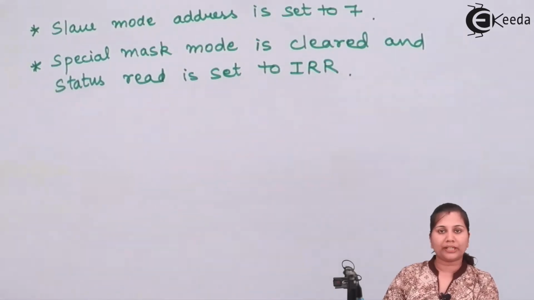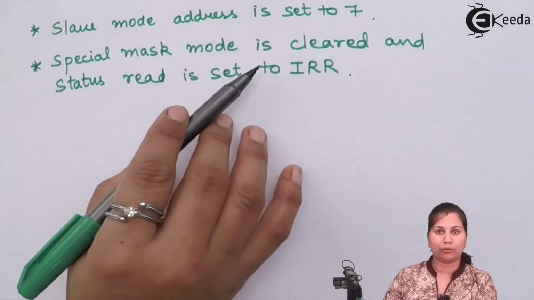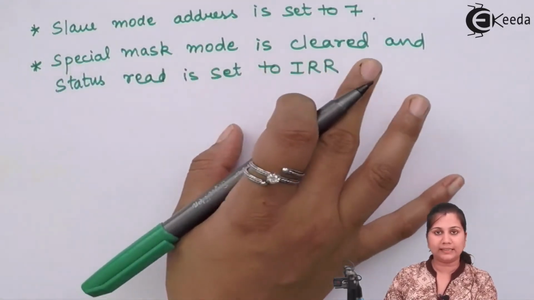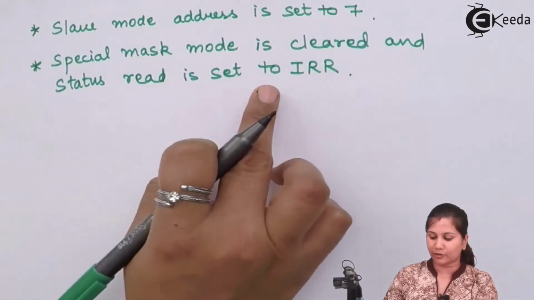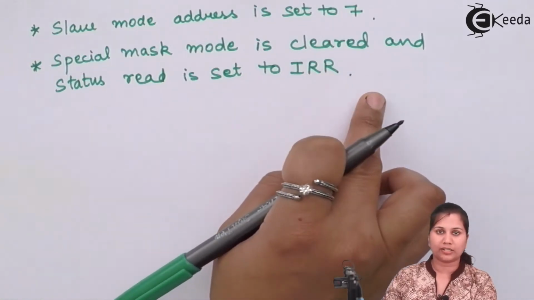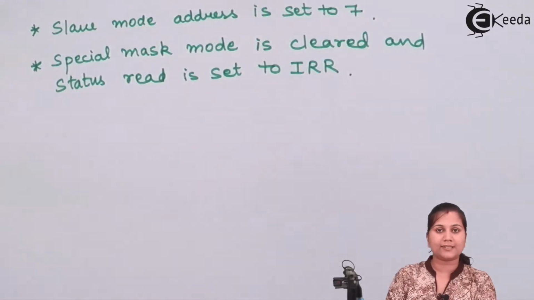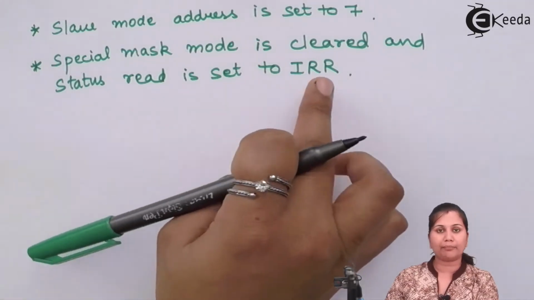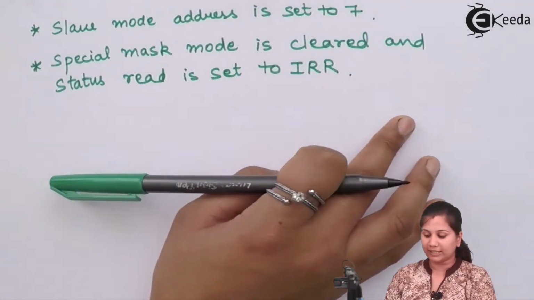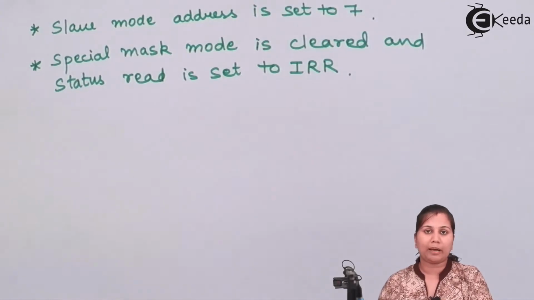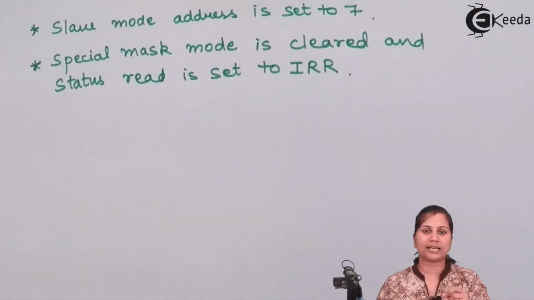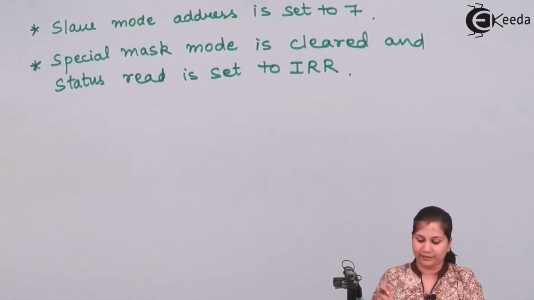Now, one of the modes of 8259 is the special mask mode. So when this 8259 is initialized, this special mask mode is cleared and the status read is set to the interrupt request register. Okay, so the status which is read by the microprocessor is by default set to the interrupt request register. So when it is initialized, the status read by the microprocessor will be the status of the interrupt request. So whenever any request is generated, that will first be accessed by the 8259.